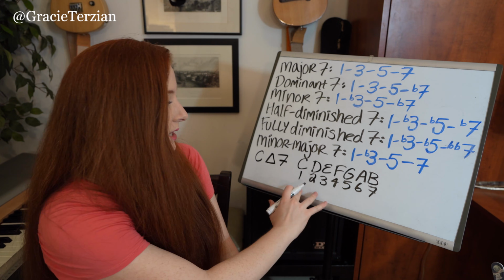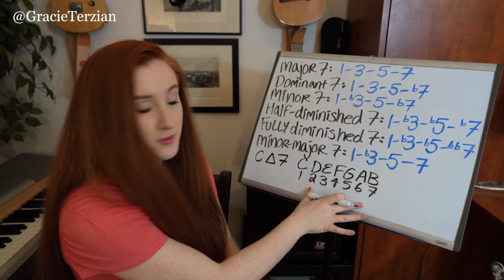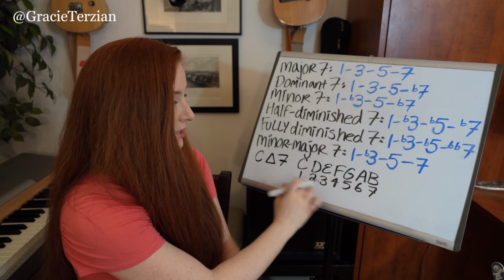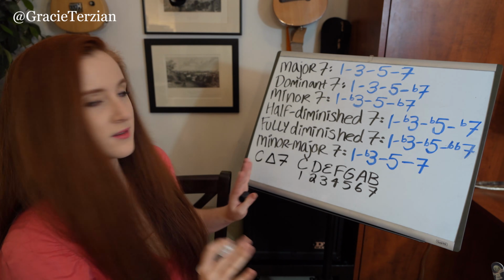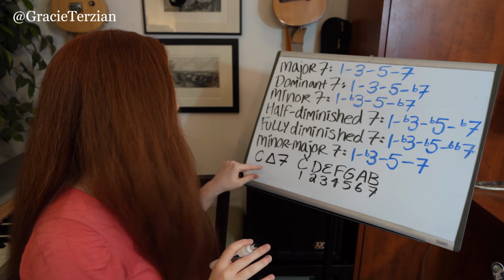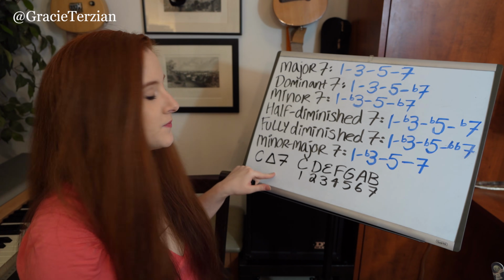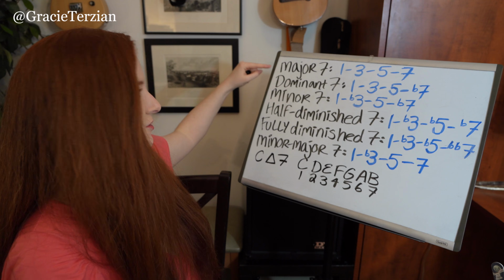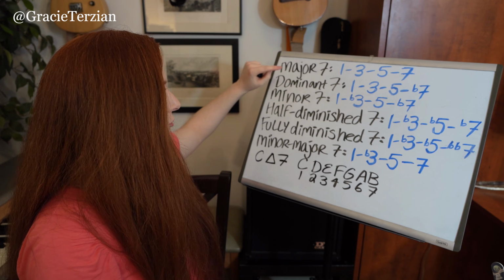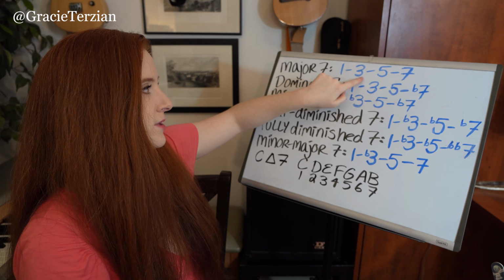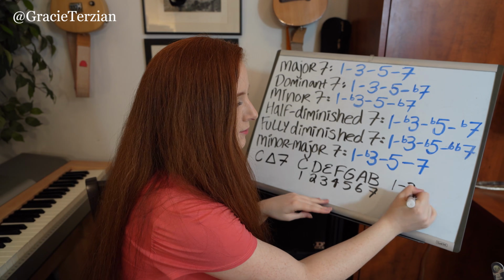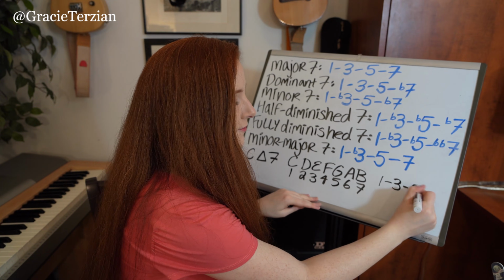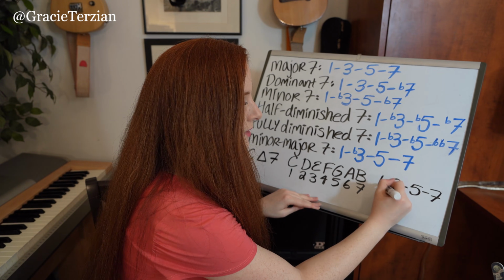And then I'm just going to plug in these notes that are in the scale according to the numbers into this formula. So let's first look at what is the major 7 formula, okay? Because the chord quality is major 7, right? So major 7, here's our major 7 up here. And the formula for major 7 is 1, 3, 5, and 7. Okay, so I'm just going to write that first. So we have 1, 3, 5, and 7, okay?